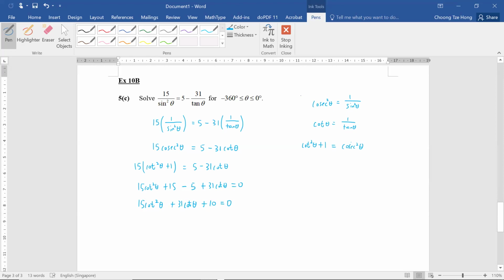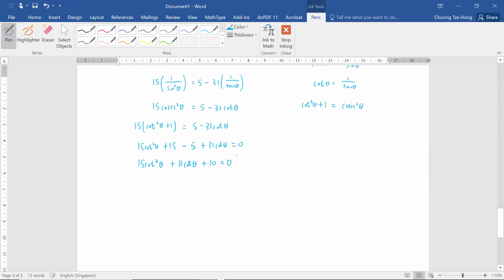Now we're going to try to introduce a substitution and then try to factorize this. Let y equal cotangent theta. So we'll have 15y squared plus 31y plus 10 equals 0. Let's try to factorize this. For 15, we'll try 5y and 3y, and then we see whether we can factorize it. Indeed, we can, because if we have plus 5 here, we get 25, then plus 2, another 6, to give us the 31. So from here, we can solve already.